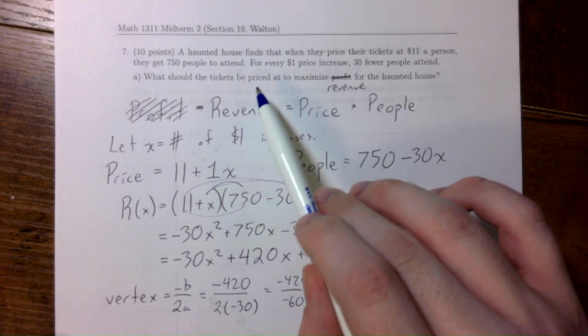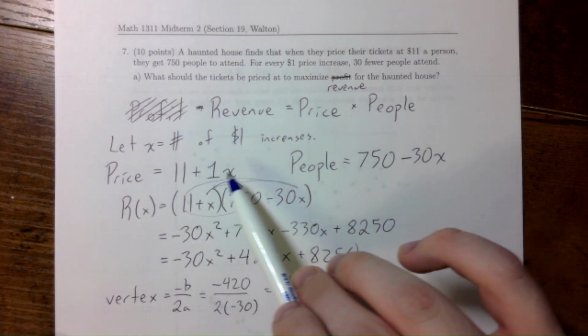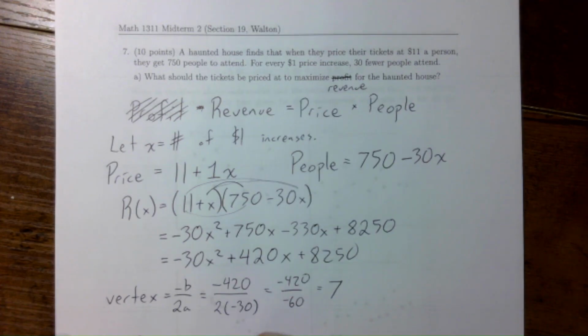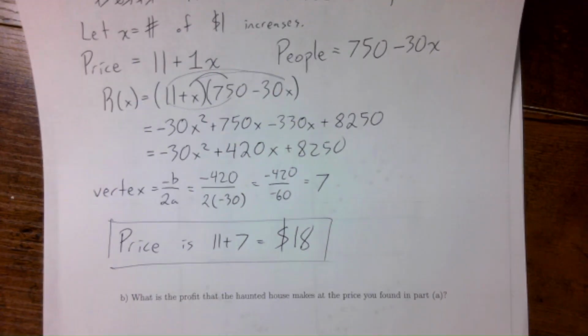So what should the price be? Price is 11 plus 1 times 7. So your price is 11 plus 7 equals $18. Okay, so that's how we would go through and be able to do this problem.